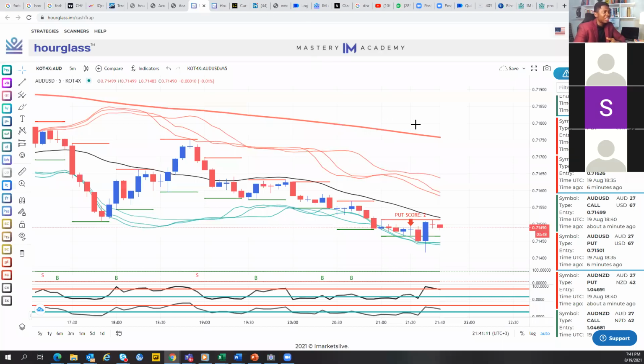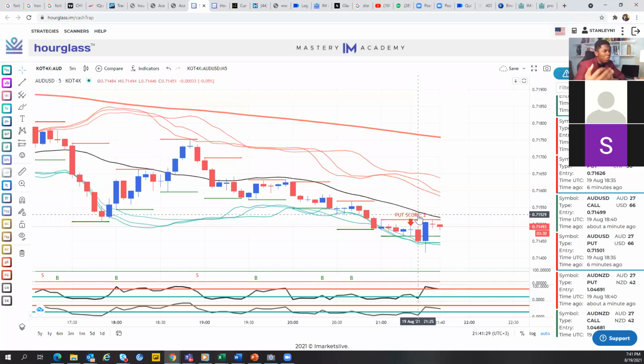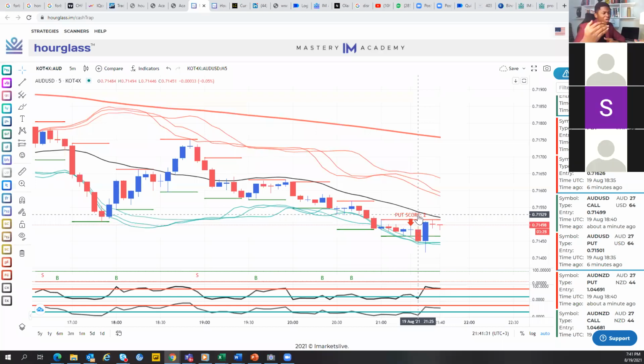Because if you can see, the put score is showing you 2. So the CASHTRAP is not confident enough for you to go in on a sell. But I was giving you the analysis that you can use to understand how to take trades on your own. You want to wait for put score to be at least 4, 5, 6, 7 before you can take the trade.